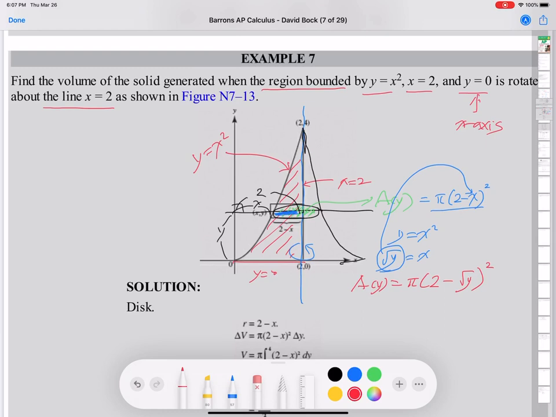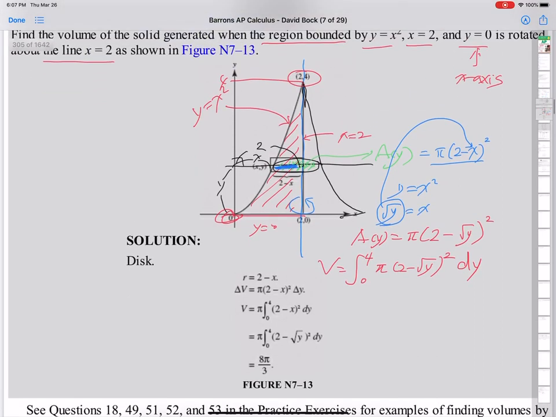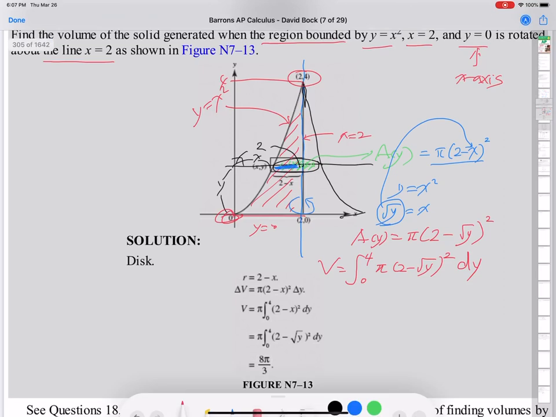So the volume is the integral from a to b, and those two values are y values. So y is 0 to 4. The integral from 0 to 4 of pi times (2 minus radical y) squared dy. This is the equation to find the answer, right?